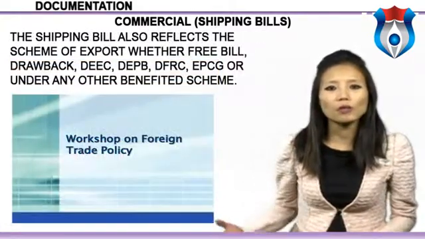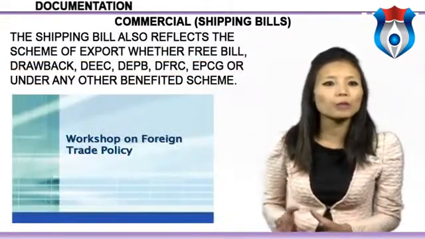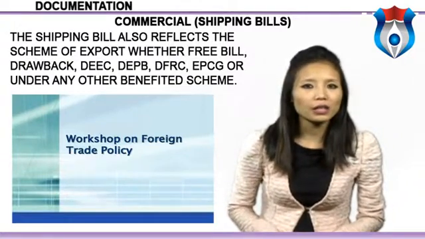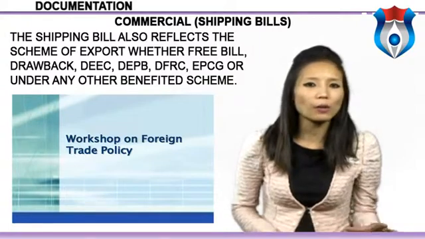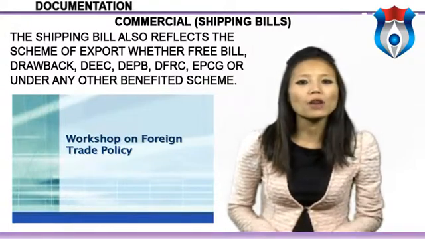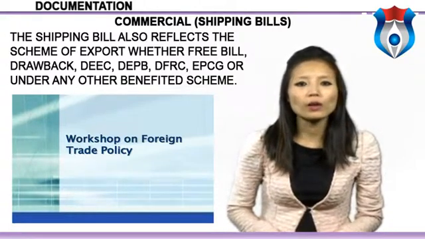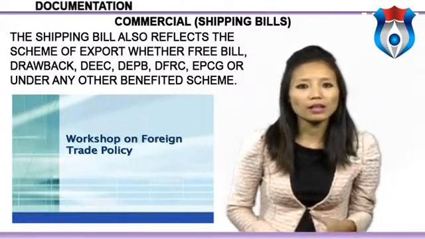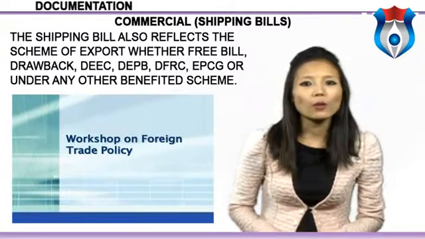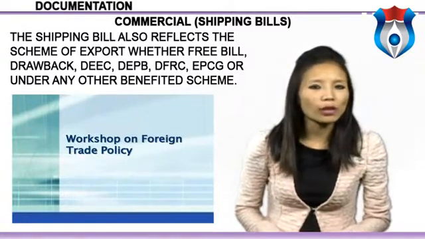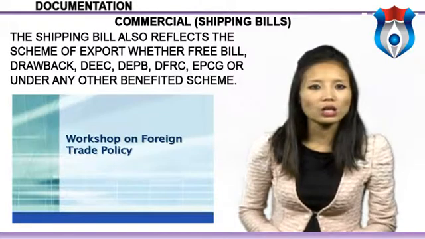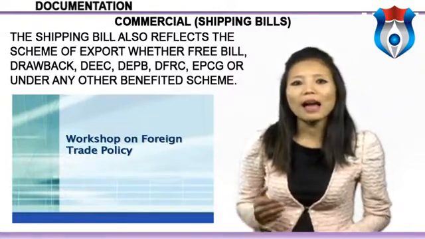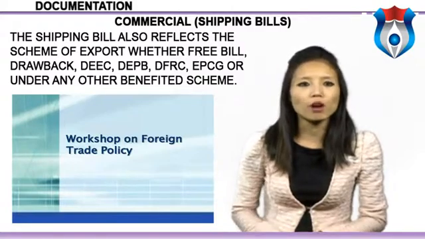The shipping bill also reflects the scheme of export, whether free bill, drawback, DEEC, DEPB, DFRC, EPCG or any other benefit scheme. The shipper or his customs broker signs with a rubber stamp the declaration of the shipping bill as specified by customs authorities. If the cargo is filed at a customs location where electronic data interchange facility is available, such a shipping bill is filed by electronic means as per the specified format of the software.